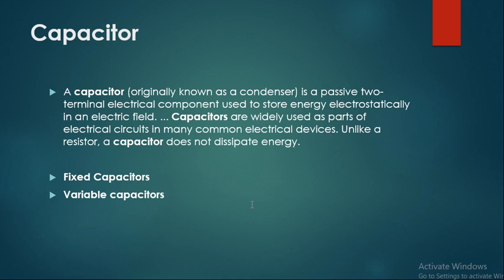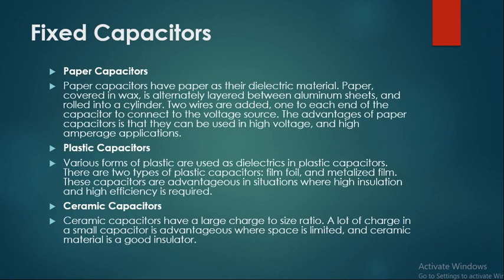Now we have two types of capacitors: fixed capacitors and variable capacitors. Let's start with the fixed capacitor category. In this category, we have the following types of capacitors. Paper capacitors have paper as their dielectric material. Paper covered in wax is alternately layered between aluminium sheets and rolled into a cylinder. Two wires are added, one to each end of the capacitor, to connect to the voltage source.